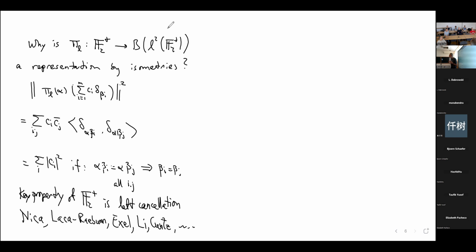What is the intersection between these structures and inverse semigroups?